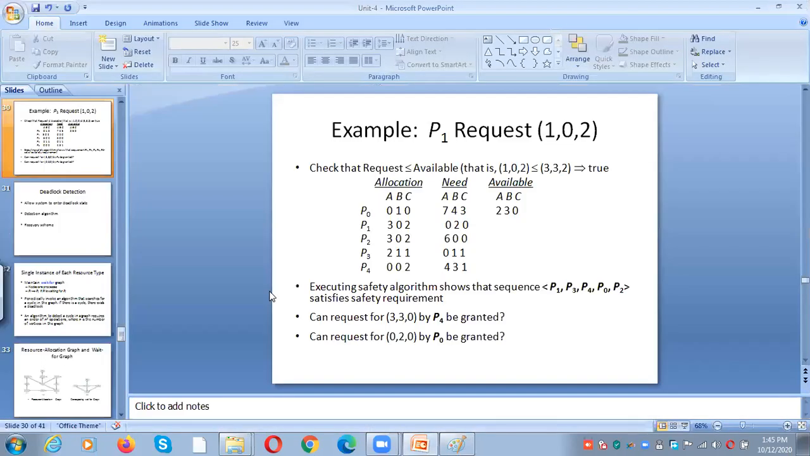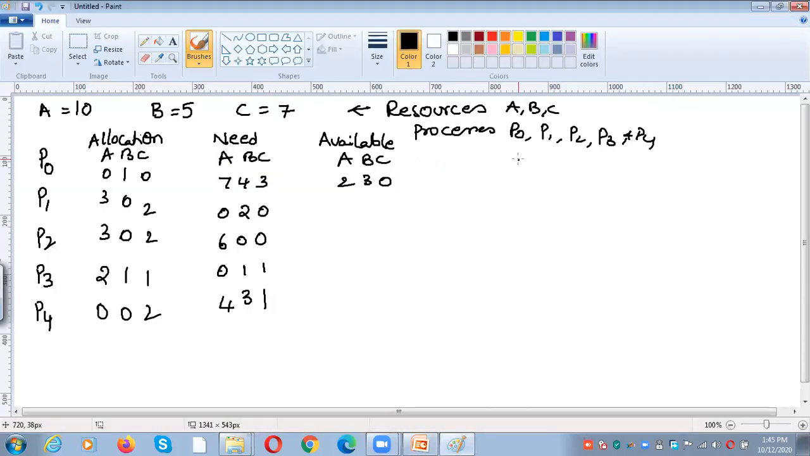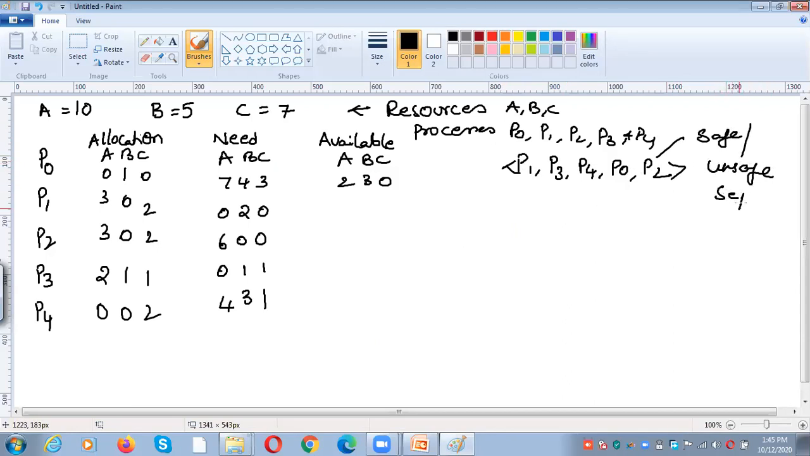So what is the sequence? P1, P3, P4, P0, P2. The question is whether this sequence is safe or unsafe. Okay, so what you need to do is solve the problem.